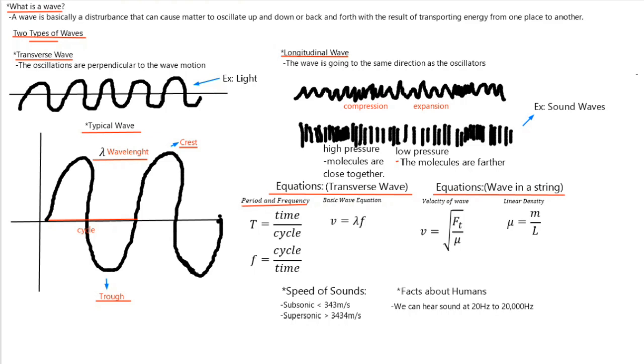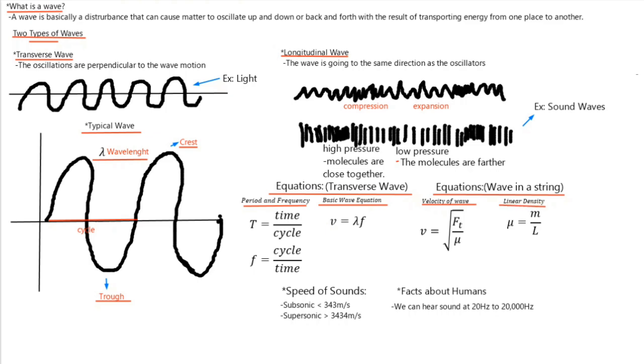So we have different equations here. We have period and frequency. The period is basically time per cycle, and frequency is cycles per time. So we have the basic wave equation, which is velocity equals wavelength times frequency. This is very important for wave speed. And we also have equations for a wave in a string.